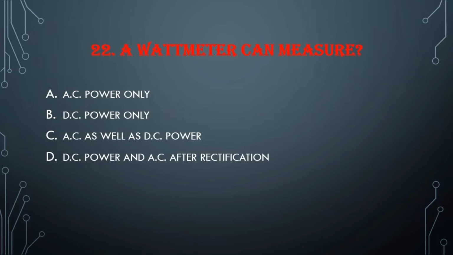The next question for you all, my friends, is: what meter can measure? The options are A. AC power only, B. DC power only, C. AC as well as DC power, D. DC power and AC after rectification. And your time starts now.